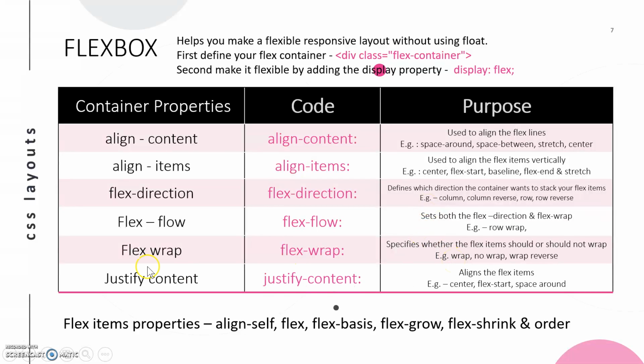Super cool, huh? And then justify content aligns the flex items, and you would type either justify content center or justify content flex start. And then there are also flex item properties. I'll start over. Flex item properties: align self, flex basis, flex grow, flex shrink, and order. Okay.